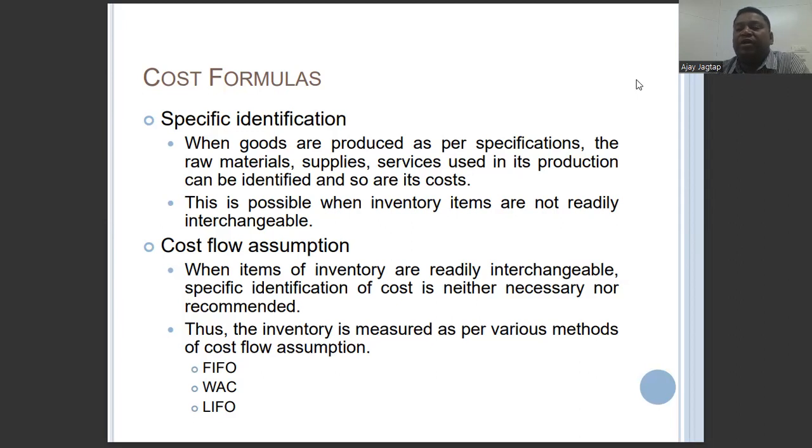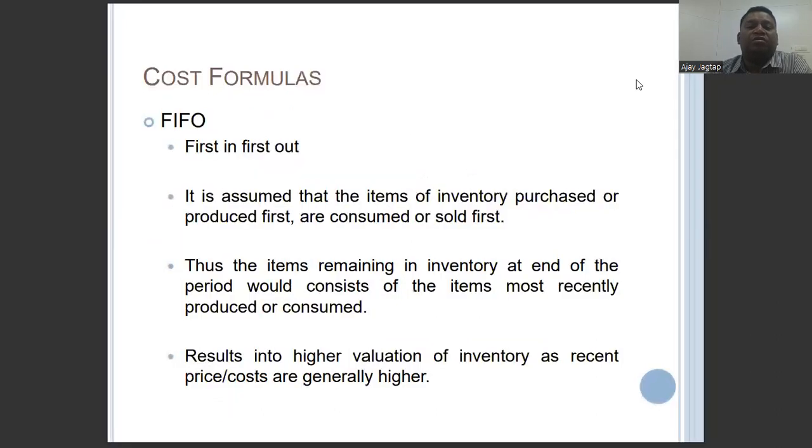The methods are the FIFO method, the LIFO method, and the WAC method. Let's see the methods of the cost formula. FIFO method: first in, first out. It is assumed that items of inventory purchased or produced first are consumed and sold first. The items remaining in inventory at the end of the period should be those most recently purchased or produced.